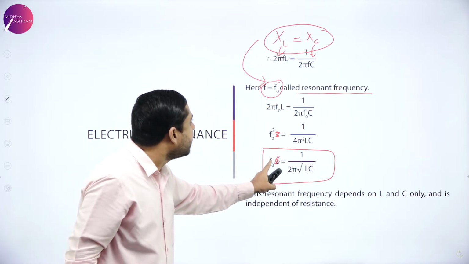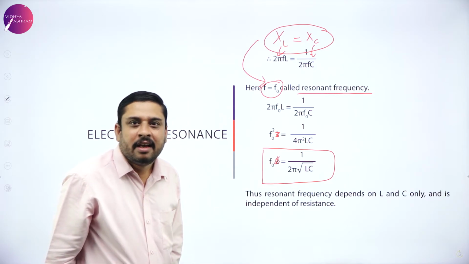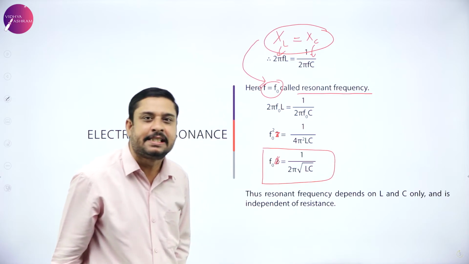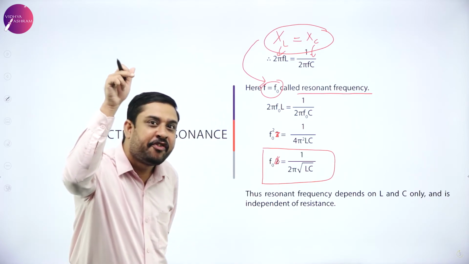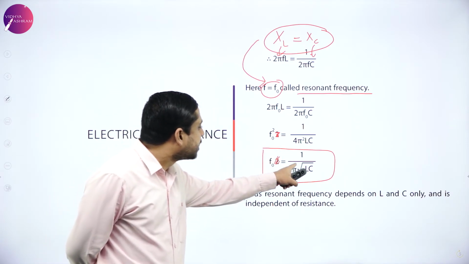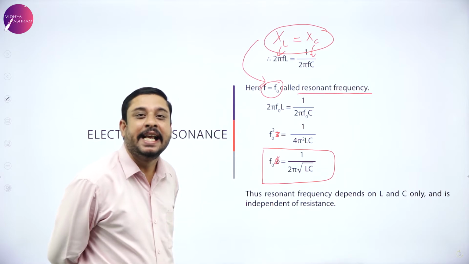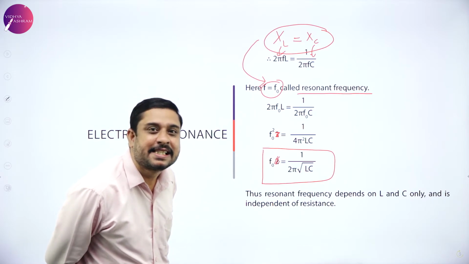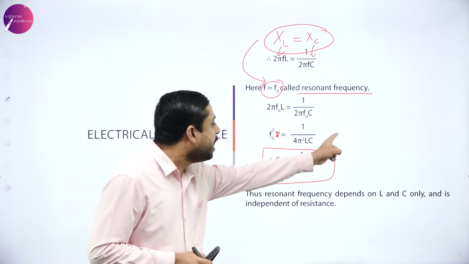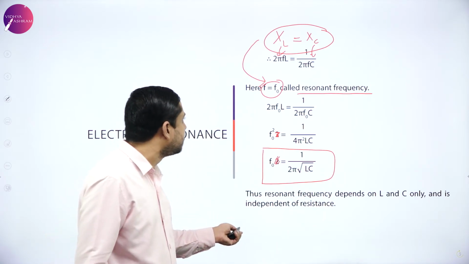This is the classical expression for resonant frequency. F naught equals 1 by 2 pi root LC. And therefore, if you observe, the expression for resonant frequency is independent of the resistance of the circuit. There is no R term. It depends only on L and C, and it is independent of resistance.